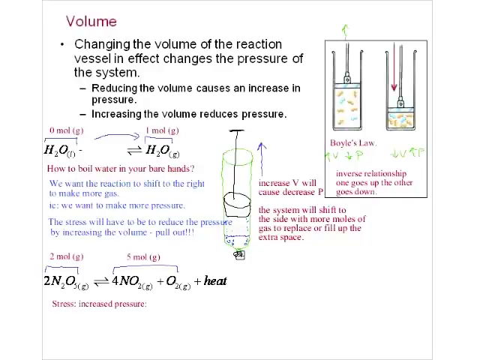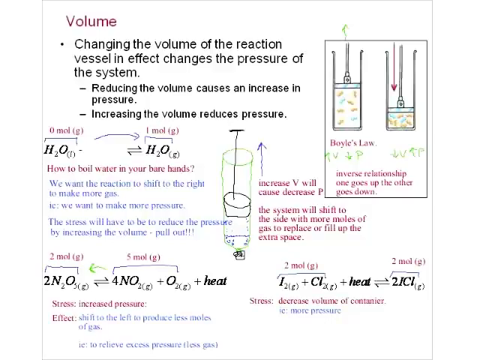We increase the pressure by pushing down on that plunger. We've got less space available now. By pushing down on the plunger, we've got less space. We've got more pressure. We want to get rid of the pressure. We want to have less gas because we want to occupy less space. So what we're going to see then is a shift in the reverse direction. We want to shift to make less gas. So we're going to shift in that direction because we've increased the pressure. Less gas, less pressure.